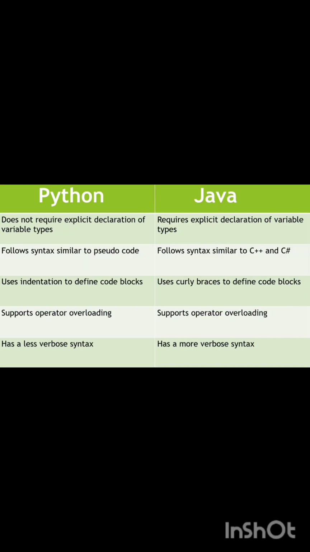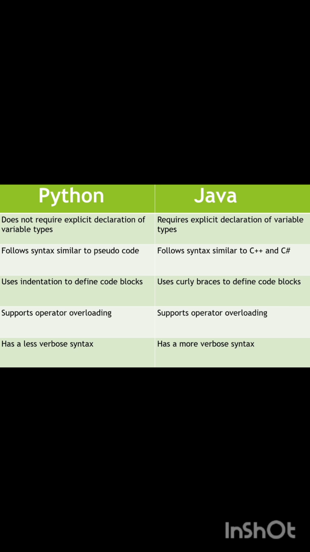The next point: Python does not require an explicit declaration of variables, but Java requires an explicit declaration of the variable data type. Python follows a syntax similar to pseudocode, but Java follows a syntax similar to C++ and C#.